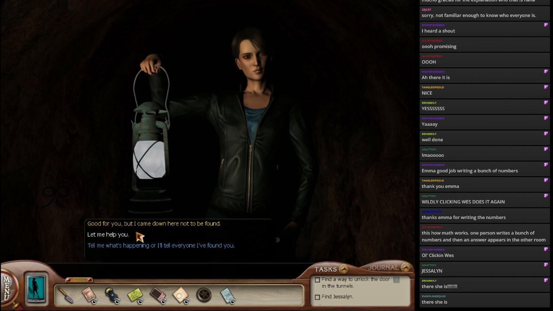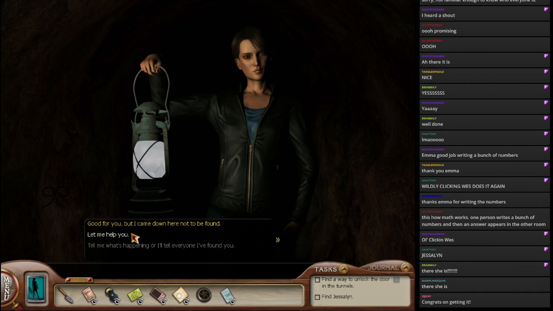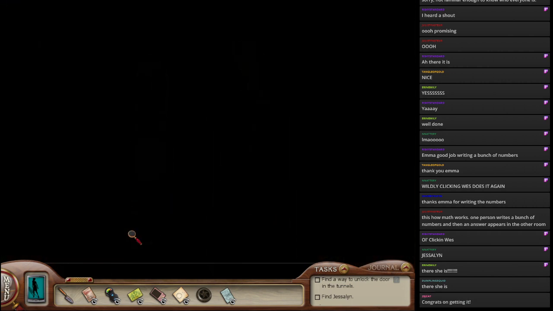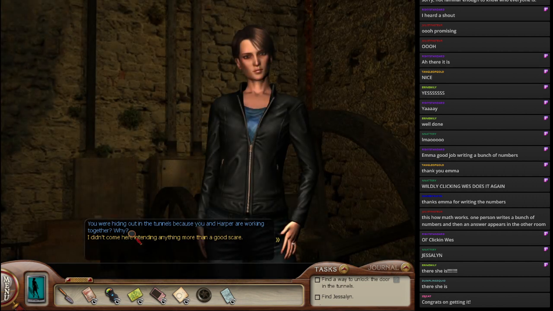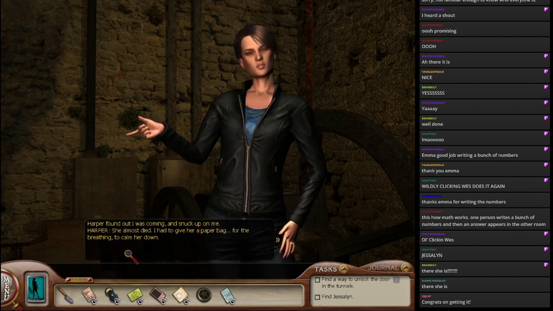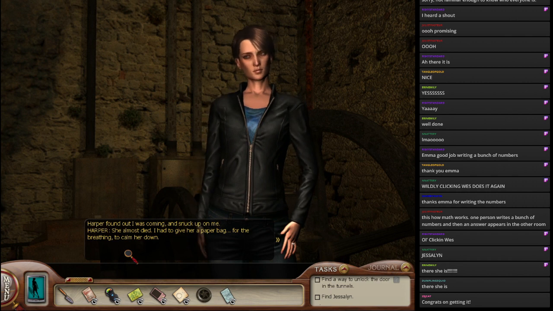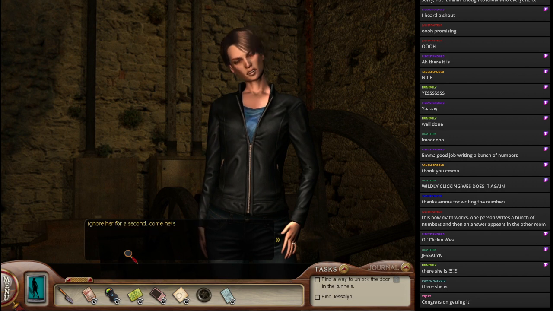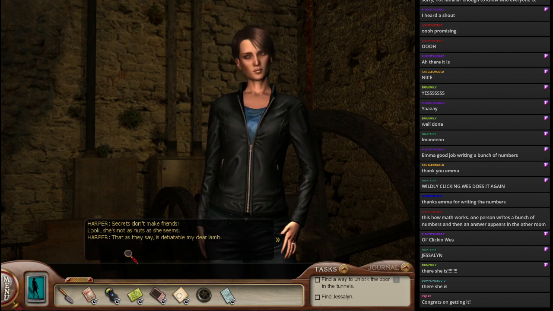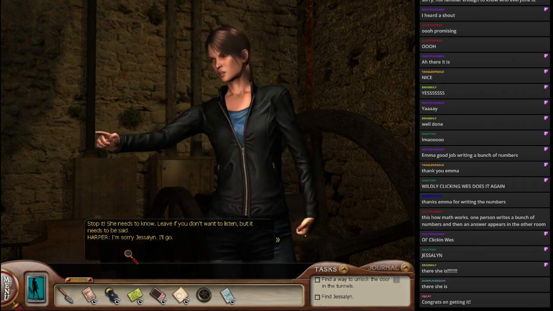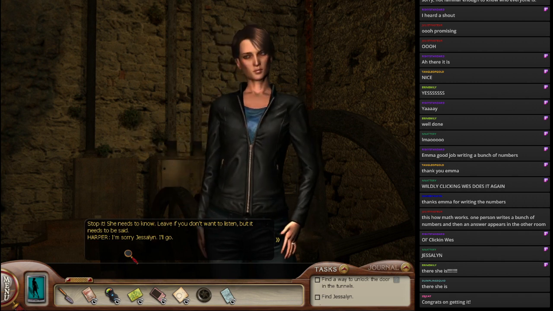Okay. Yeah, let me help you. Yeah. I can't in good conscience choose the other one. Let me help you. Fine. You haven't left me much of a choice. You were hiding out in the tunnels because you and Harper are working together? Why? I didn't come here intending anything more than a good scare. Harper found out I was coming and snuck up on me. She almost died. I had to give her a paper bag for the breathing to calm her down. You shouldn't be proud of that. Oh, grow up. You didn't die. I'd been told my whole life that Harper was crazy. What a coincidence. Me too. Ignore her for a second. Come here. Secrets don't make friends. Look, she's not as nuts as she seems. That, as they say, is debatable, my dear lamb. Stop it. She needs to know. Leave if you don't want to listen, but it needs to be said. I'm sorry, Jessica. I'll go.